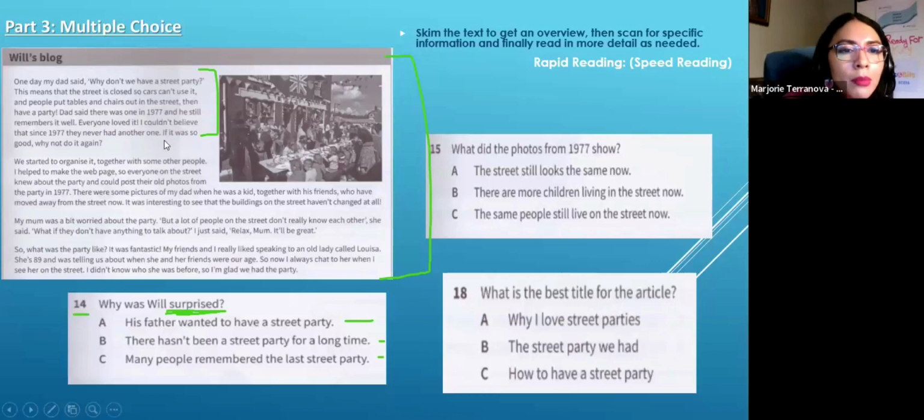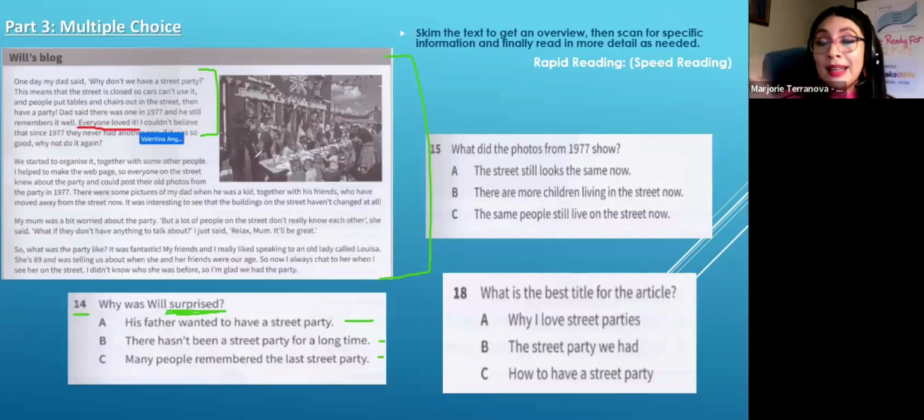So maybe somebody can tell me, in the first paragraph, what would be the context clue for surprise? Because I'm not finding anything that says surprise in there, which means that, oh my gosh, they are using a synonym or they are using an expression that means the same. Can you identify what is the word that means surprised? So that is something that you have to do. Everyone loved it. And then after that one, I couldn't believe that. Thank you to the person that highlighted or underlined this part.